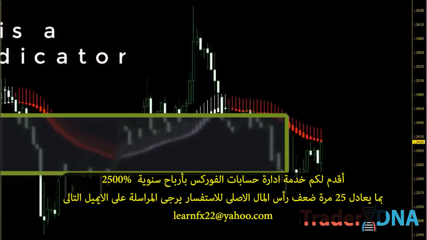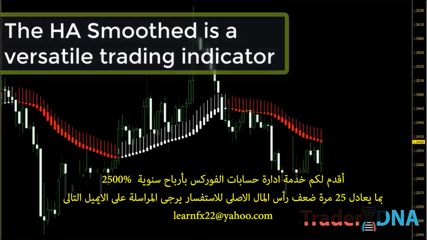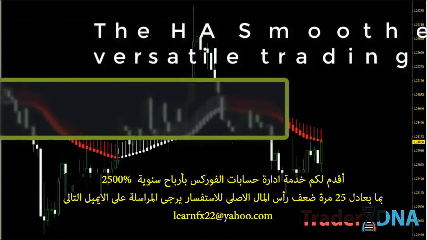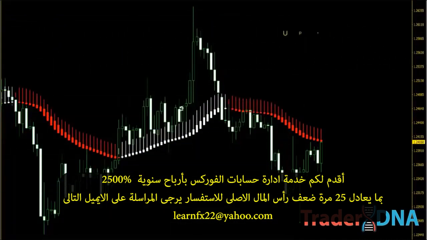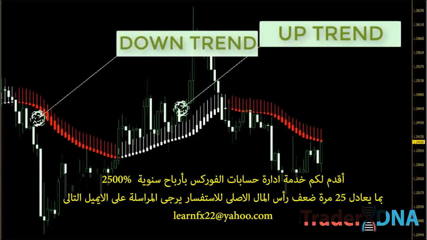The Heikin Ashi smoothed is a versatile trading indicator that can be used to build a new trading strategy, or it can also be used to complement your existing trading strategy. It's a trend-following indicator. In uptrends, price tends to stay above the smoothed Heikin Ashi. In downtrends, price typically stays below it.